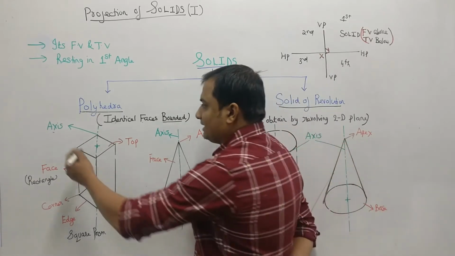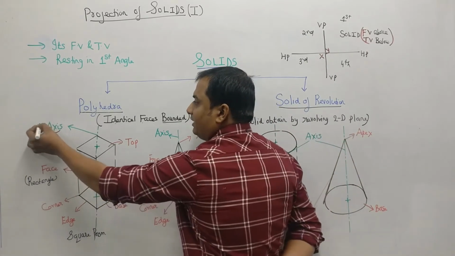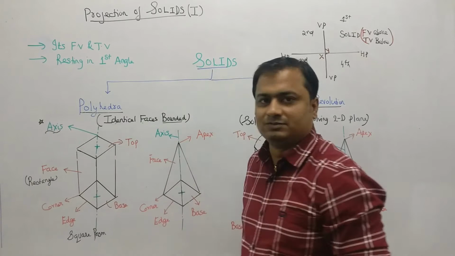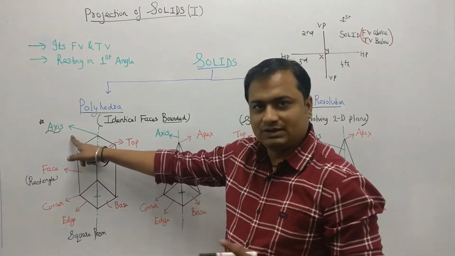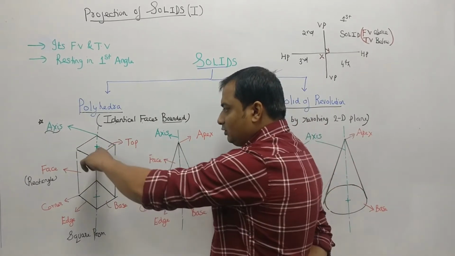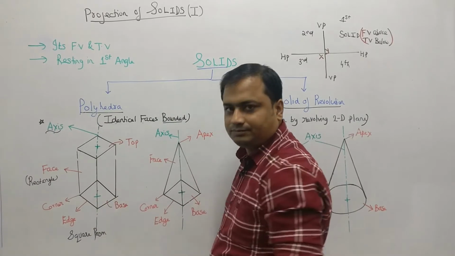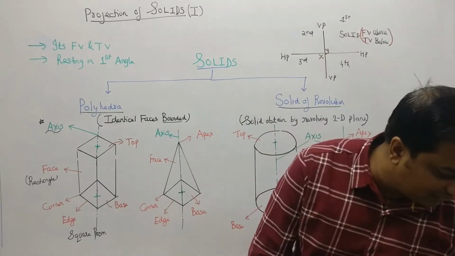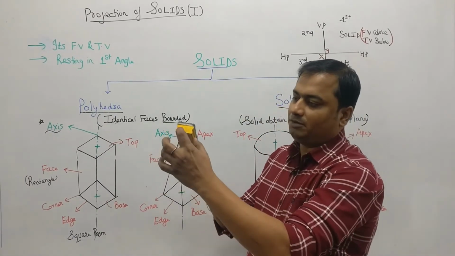So that is called the axis of the prism. This is very important. Now what is the axis of the prism? As you can see here, the center of the top and the center of the base.